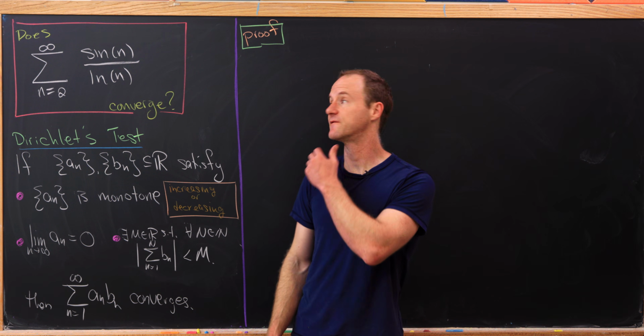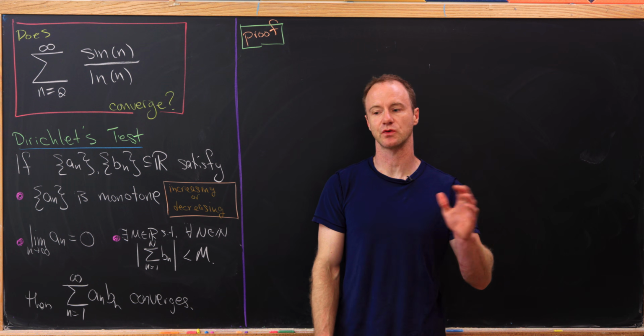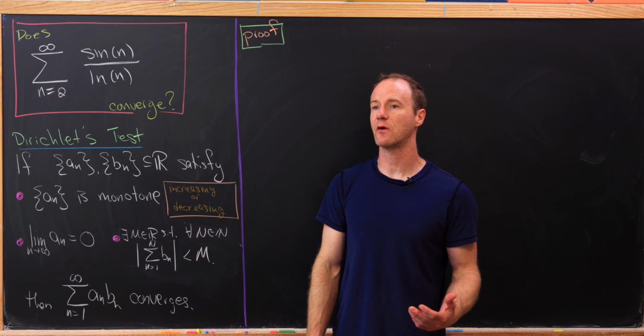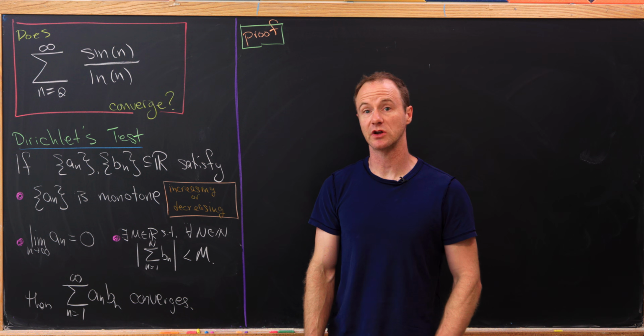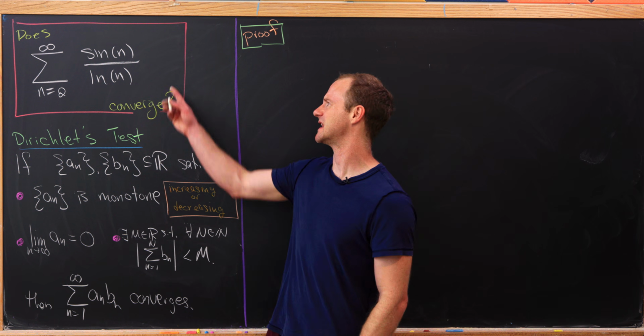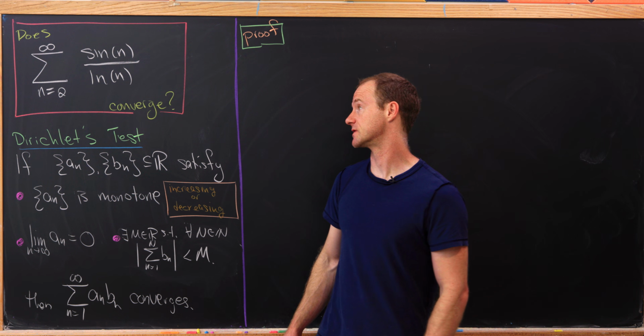Today we're going to determine if the sum as n goes from 2 to infinity of sine of n over the natural log of n converges or diverges. And this may not seem super interesting, but it will allow us to look at a lesser known convergence test, as well as notice that this can easily be adapted to a large family of similar series.